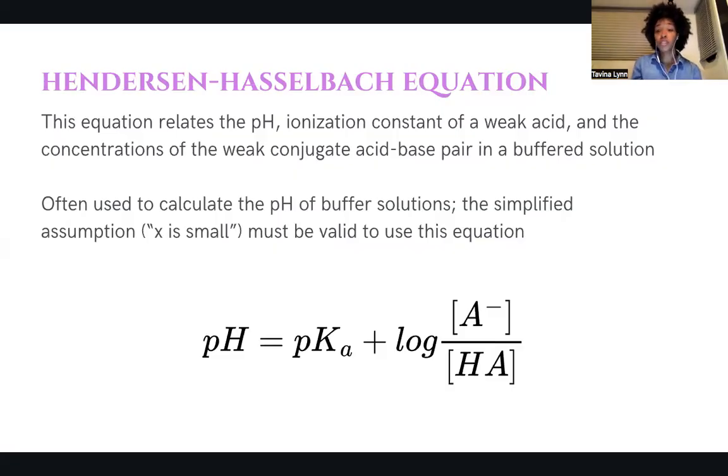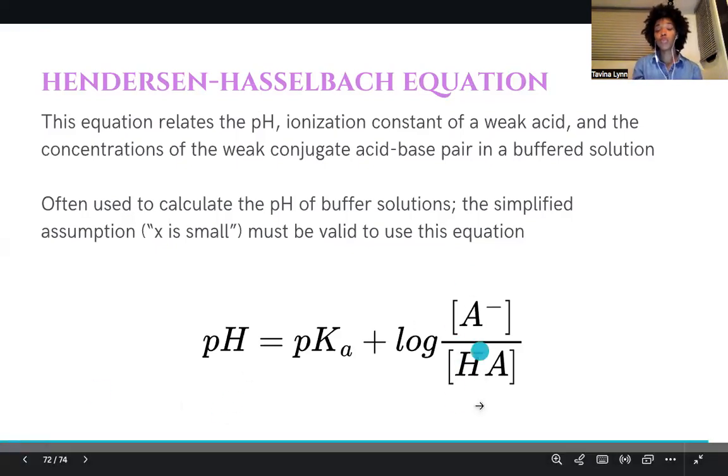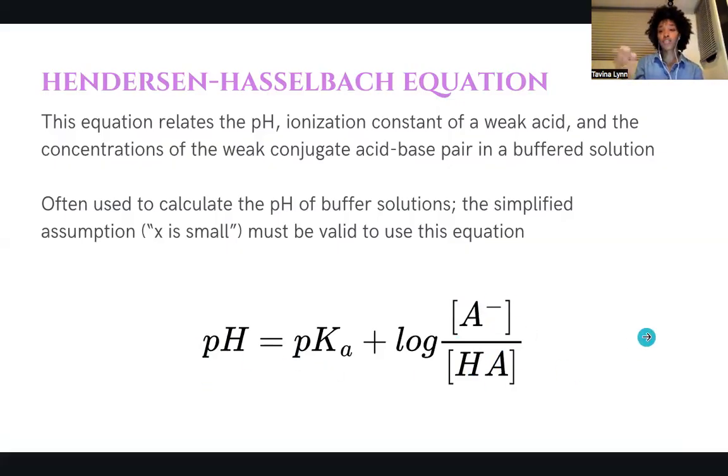So we can use this equation to determine the pH. We can also do the reverse. Let's say we know the pH and we want to make a buffer at a certain pH. We can figure out what concentrations of our conjugate acid-base pair we should have to make a solution at that pH.